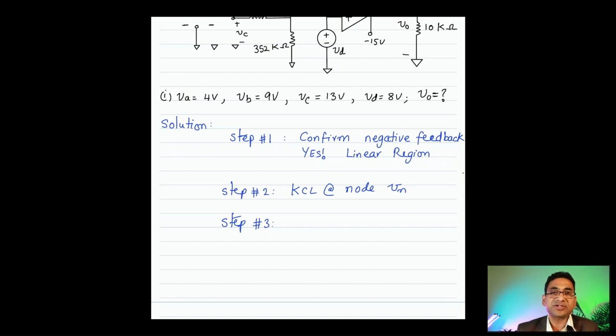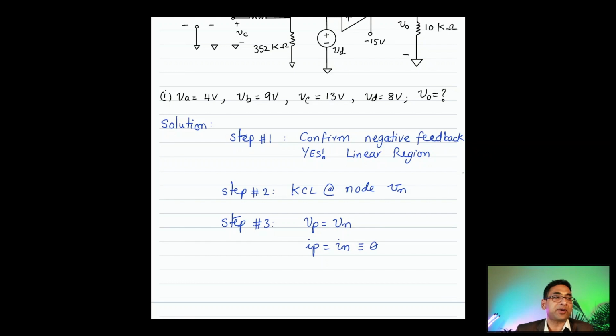We apply the rules, the constraints. What are the constraints? Vp equals Vn. That's a virtual short. Rule number 1. Rule number 2 is Ip equals In, that is exactly 0. Right? Now, those are the rules that we want to apply.